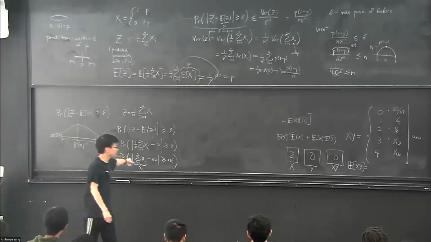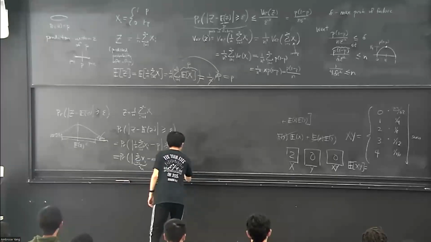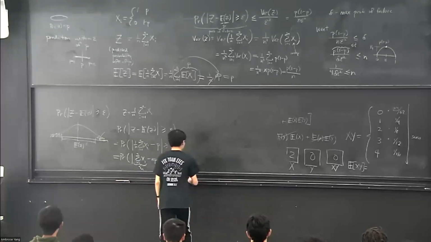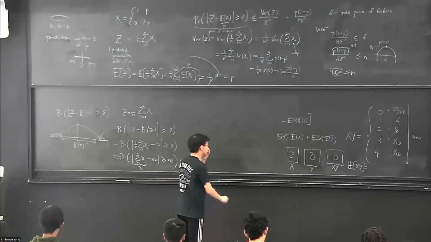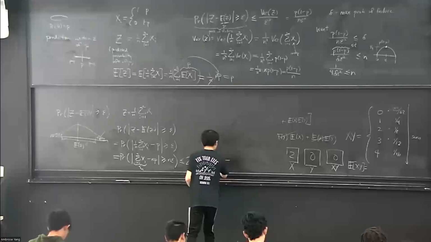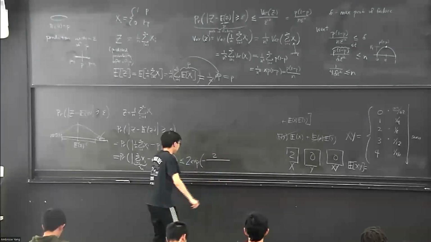Now, what does Hoeffding's inequality guarantee for me here? This is less than or equal to 2 times the exponential of minus 2 t squared. What's t? T is here n epsilon.